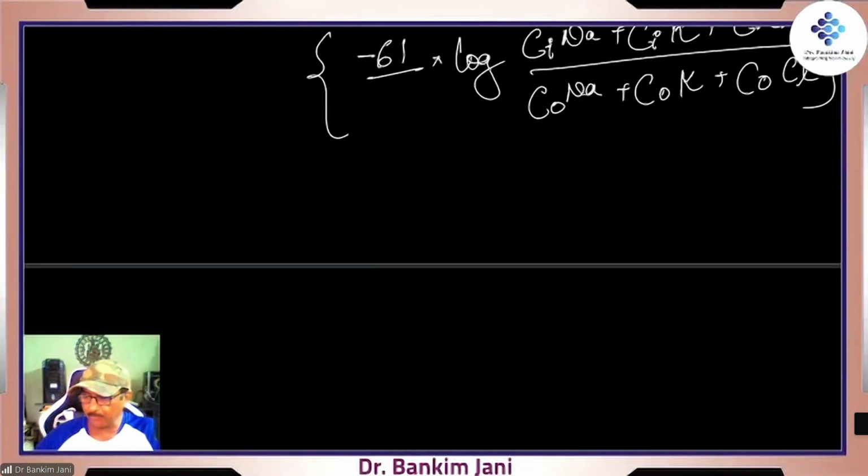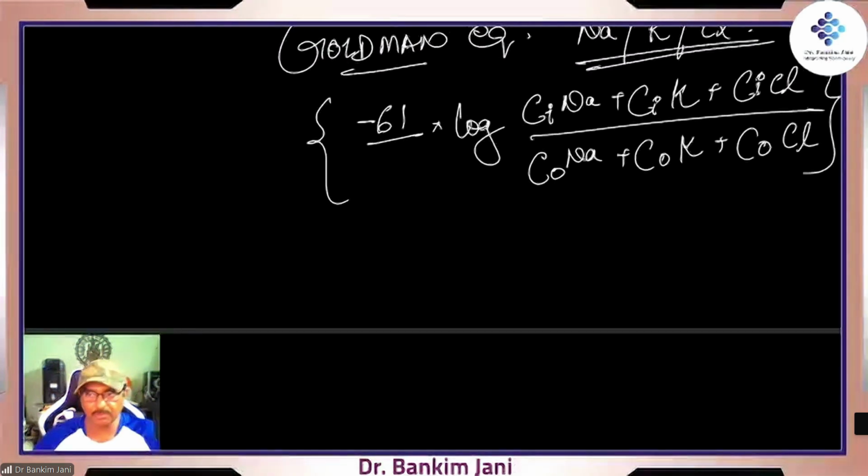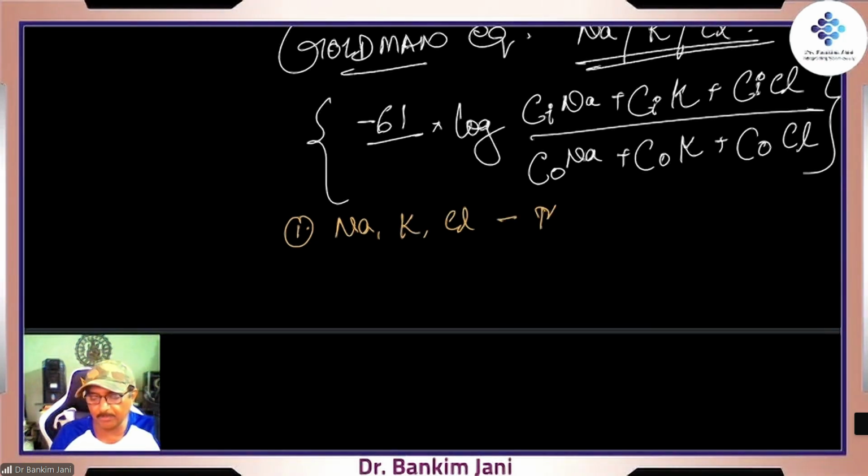There might be a few questions. One of the questions is, what about calcium? What about phosphate? All of them also play a major role. But it is said that out of all of them, if anyone is playing a very critical role in the resting membrane potential, it is sodium, potassium, and chloride. They are the most important ions. These are the most important for the membrane.